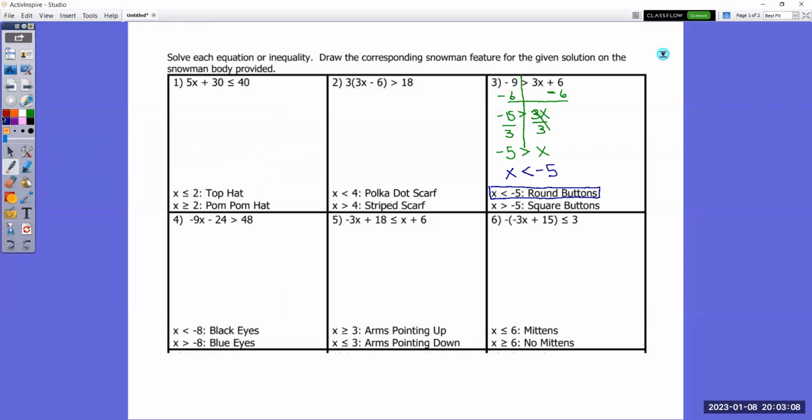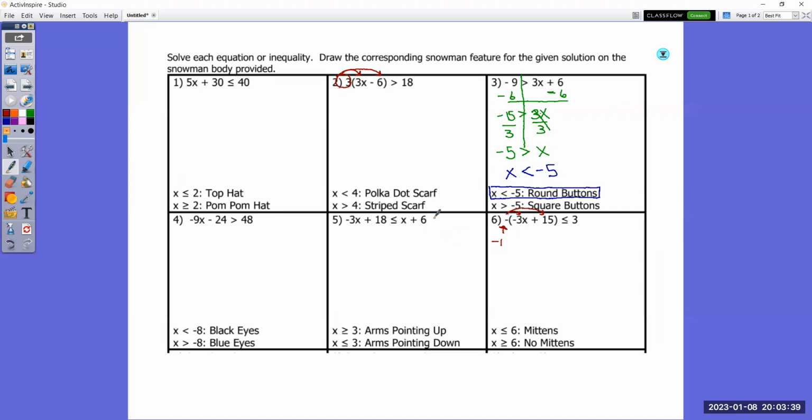Before I do the next one though, I'd like to focus on number 2 and number 6. Remember, when you have parentheses, your first step is to multiply. And if you see a negative sign outside of the parentheses, you need to remember that that means -1 is being multiplied into your parentheses. Okay, that's just the hint I'm going to give you for numbers 2 and 6.